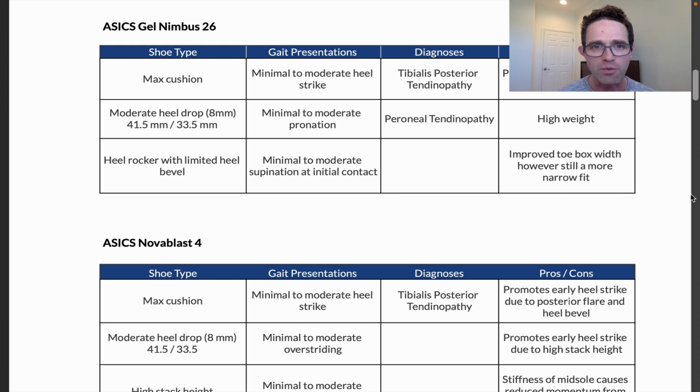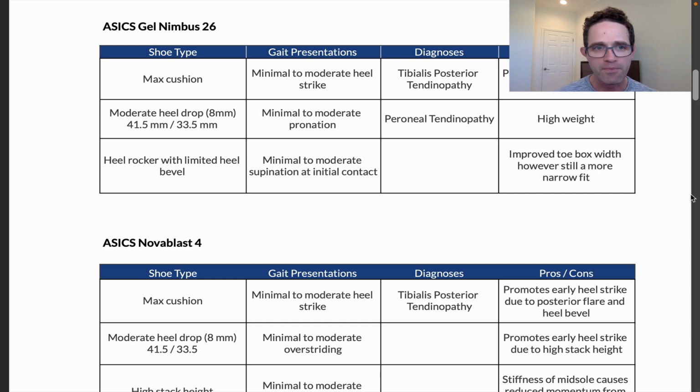Appropriate gait presentations would be minimal to moderate heel strike, primarily because you do have a max cushion shoe, you do have a moderate amount of heel drop, and also because it is a fairly high stack height shoe. There's a lot of material between the base of the sole and the ground. So in this case, that could potentially promote early heel strike, as we can see in our pros and cons. So we want to be careful with how much heel strike that patient is doing, to be careful for the impact forces.